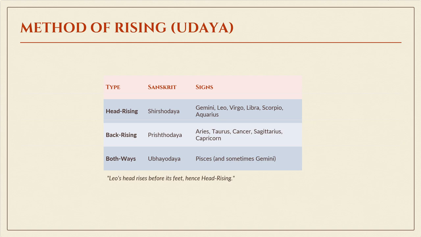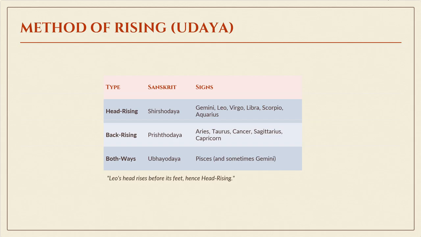Now we will see classifications depending on various aspects. Now there is something known as Udaya, how the Rashi rises. Some Rashis rise head up, some Rashis rise back up, and some Rashis rise with both head and back up.